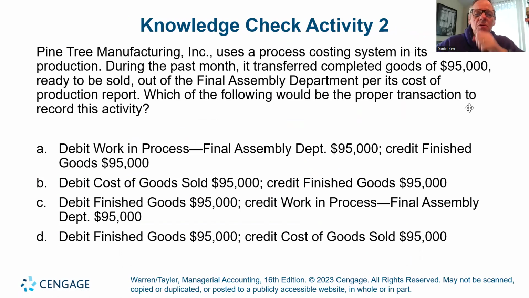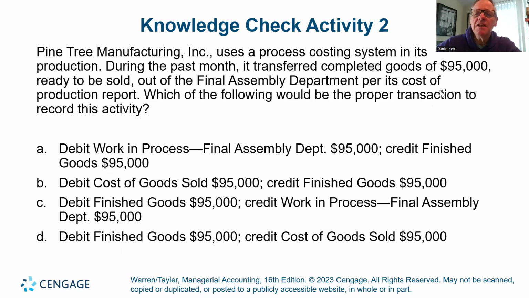So we use a process costing system during the month to transfer completed goods of 95,000 ready to be sold out of the final assembly department. So it looks like we've got a work in process in a group called final assembly, and it looks like those costs were transferred to finished goods. So the question is, what is the journal entry that accompanies that?